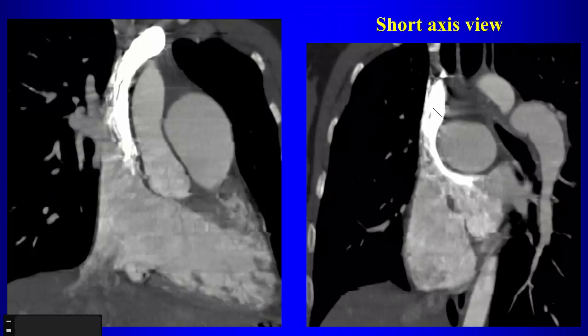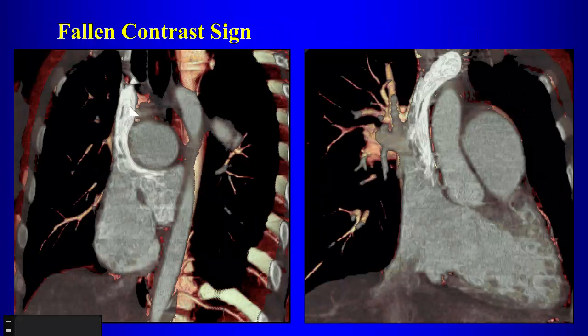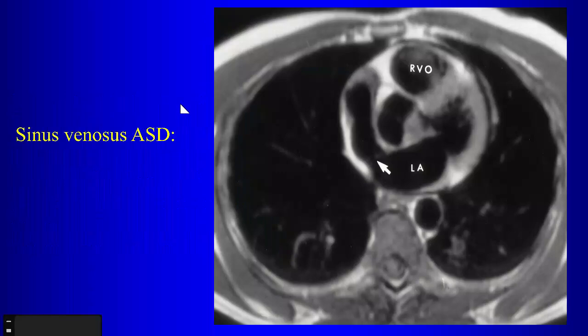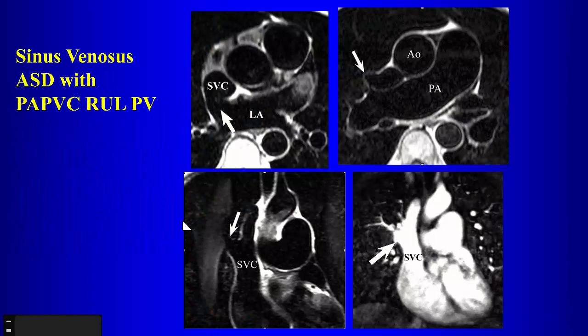You can see the contrast coming down and actually falling through. This is called the fall in contrast sign. Remember, the contrast is denser than the blood, so it can actually follow gravity and fall into the left atrium like that. So that's a nice illustration of the fall in contrast sign through a sinus venosus atrial septal defect. And then here's your partial anomalous pulmonary venous return going right into the superior vena cava. Okay? So with sinus venosus ASDs, make sure that we look for partial anomalous pulmonary venous return whenever we come across those. They will be up high in the atrial septum near the insertion of the superior vena cava.